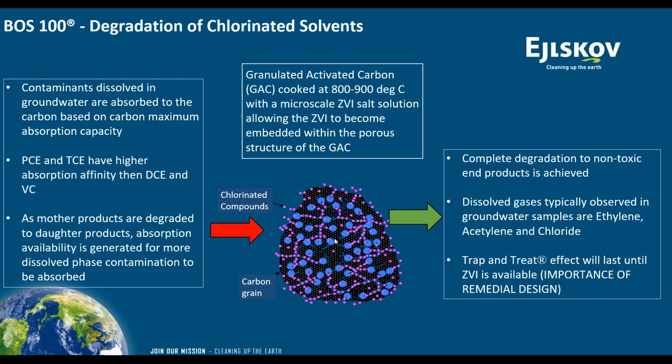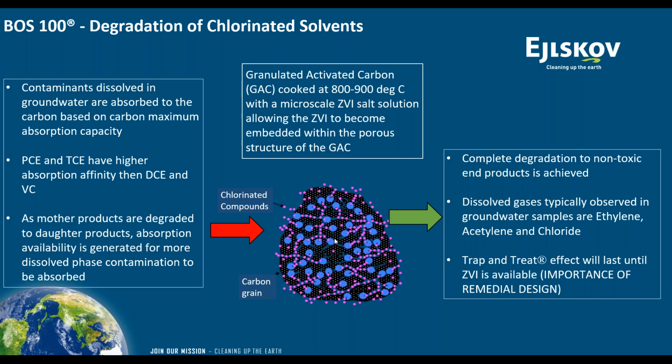What is BOS 100? BOS 100 is simply granulated activated carbon, which is initially soaked with a ZVI salt solution and then cooked at temperatures of up to 800 to 900 degrees Celsius, which allows the ZVI to become embedded within the porous structure of the granulated activated carbon. What this does is create a new product on its own. So we're not dealing anymore with activated carbon or ZVI, but a truly unique product where the properties of the activated carbon are combined with the properties of the ZVI.